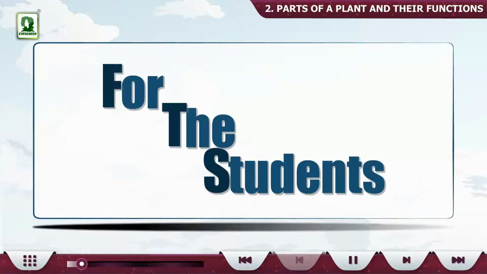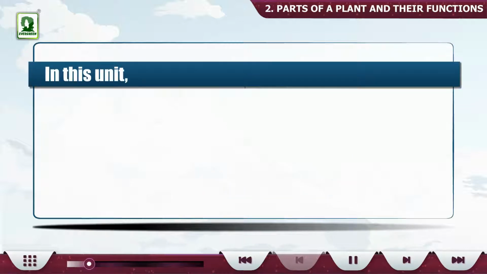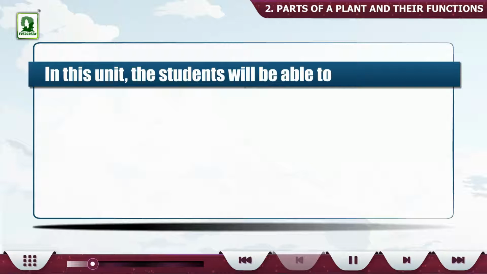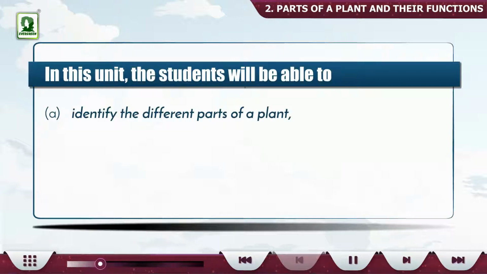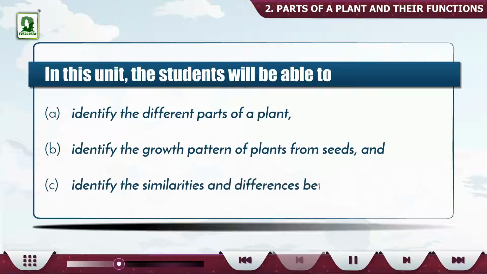For the students. In this unit, the students will be able to: A. Identify the different parts of a plant. B. Identify the growth pattern of plants from seeds. And C. Identify the similarities and differences between plants and animals.